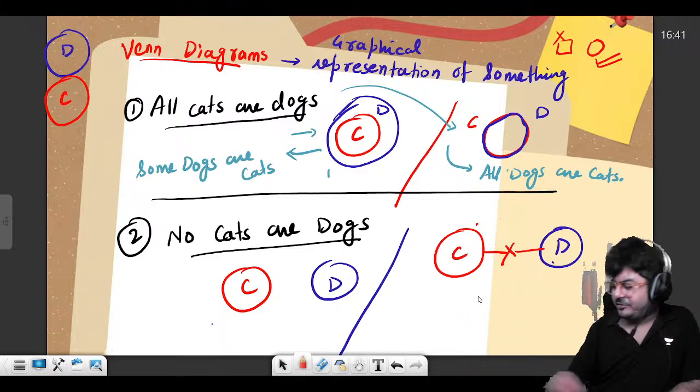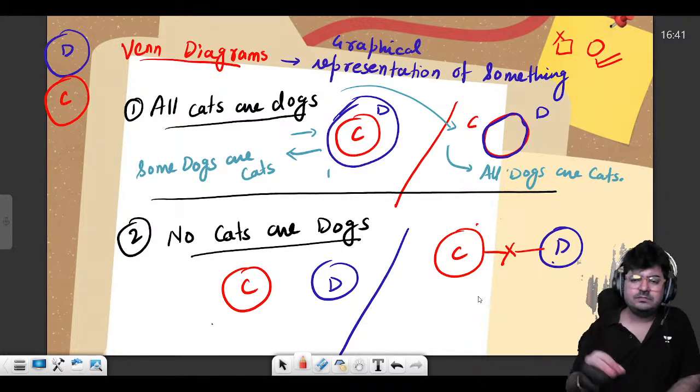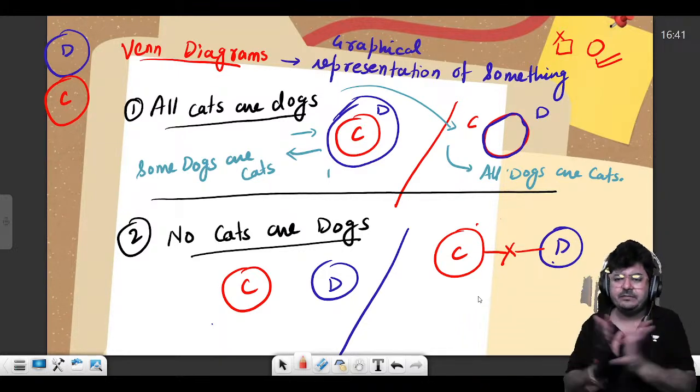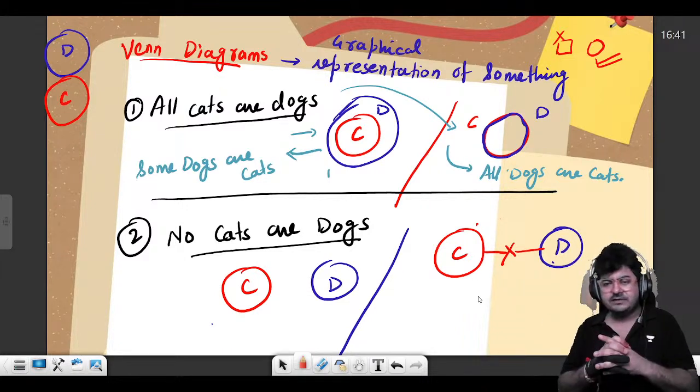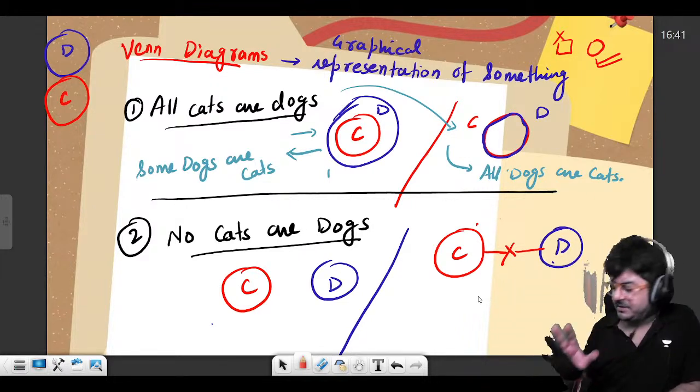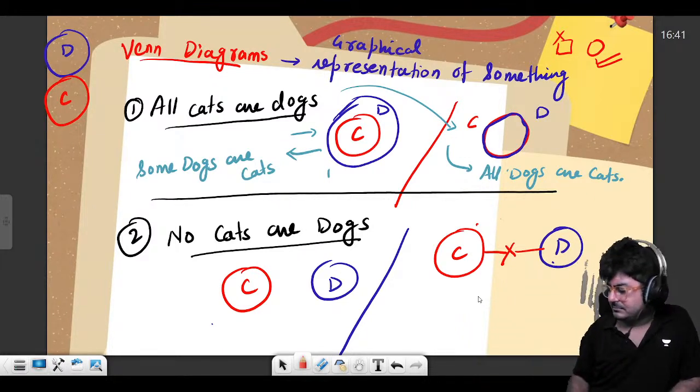Like two circles you have drawn, and there is no connection, no connectivity in between them. Cross. These are the two ways to represent the things. No cats are dogs. No connection at all. No boundary touch, nothing. Got it?